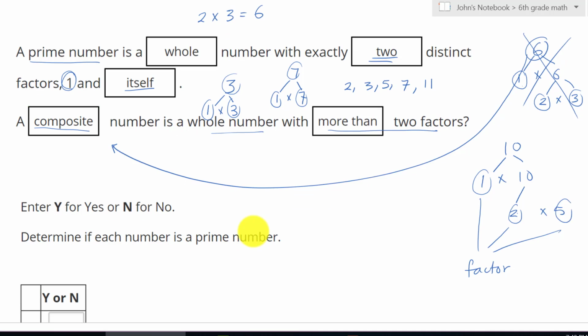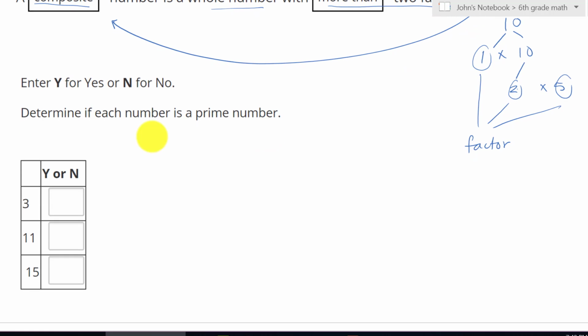So let's do an example problem together. Determine if each number is a prime number. Well, 3, of course, we memorized that's a prime number, so we type yes. Y for yes. 11. Well, think about 11. What is 11? Well, 11 is 1 times 11, nothing else. There are no other factors that multiply together to get 11, so that is also a prime number.